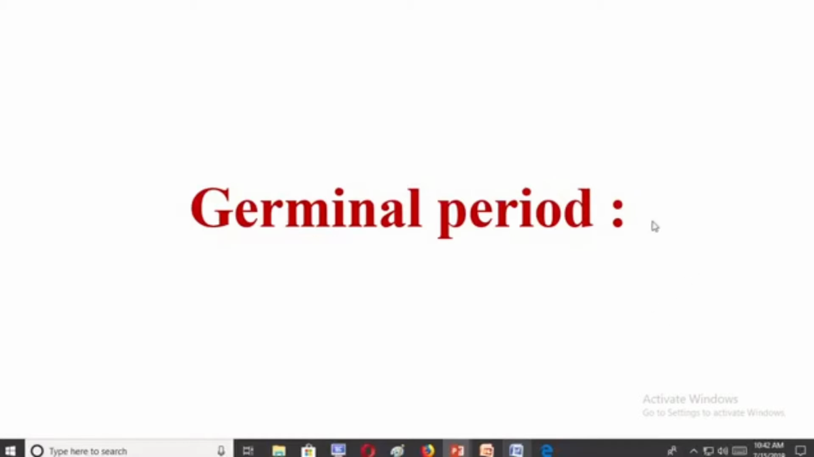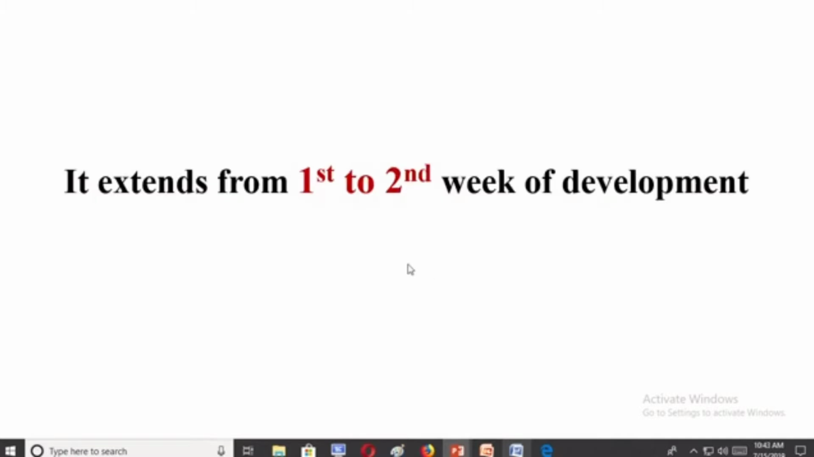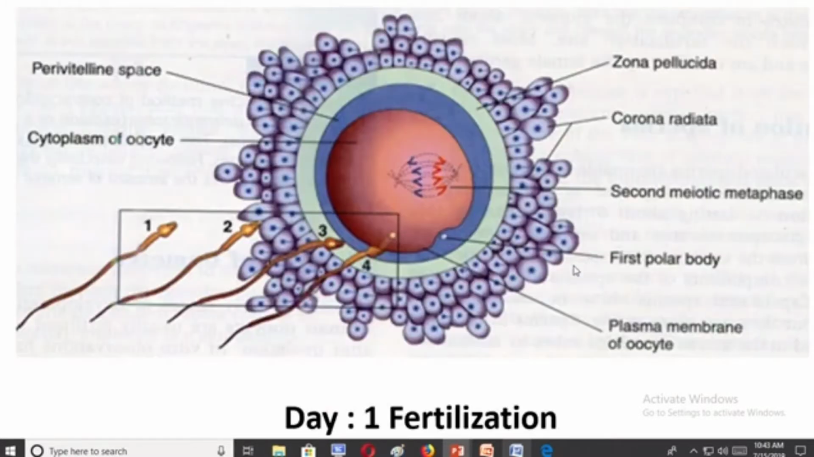In this video, I discuss the germinal period. It extends from the first and second week of development. Sperm have to cross 3 barriers. At first the corona radiata, then the zona pellucida, then the oocyte cell membrane. So this is fertilization day 1.